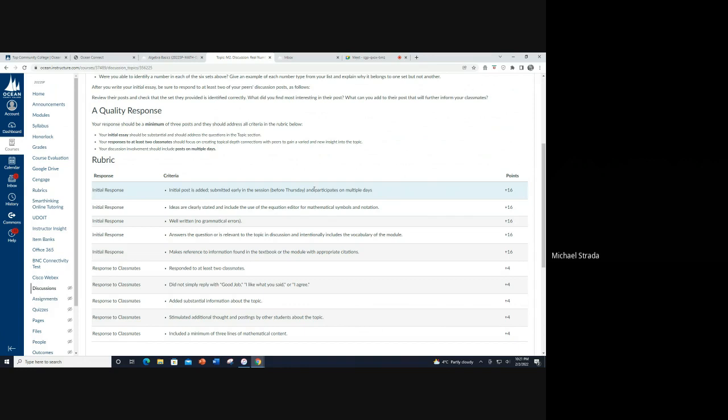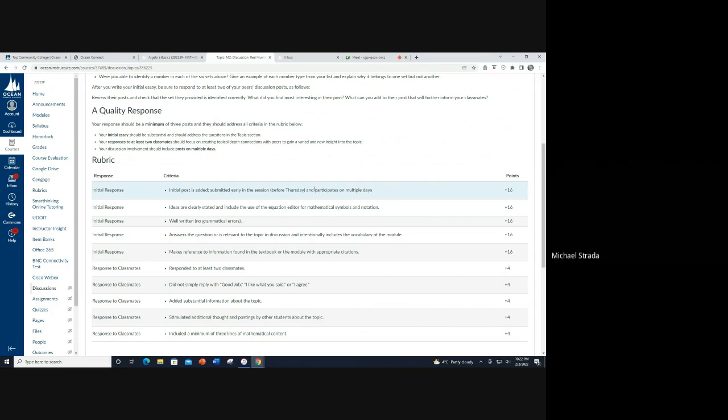The responses: respond to at least two classmates, and here is where they're getting specific. Do not simply reply with "good job, I like what you said," or "I agree." You need to expand on that. Add information about the topic, such as how you feel about the numbers. If you feel you can help one of your classmates out, feel free to do that. Remember, we're all trying to help each other here. Stimulate additional thought and postings by other students about the topic. If you have something to share that you think will expand the discussion, please do so. The post includes a minimum of three lines of mathematical content.